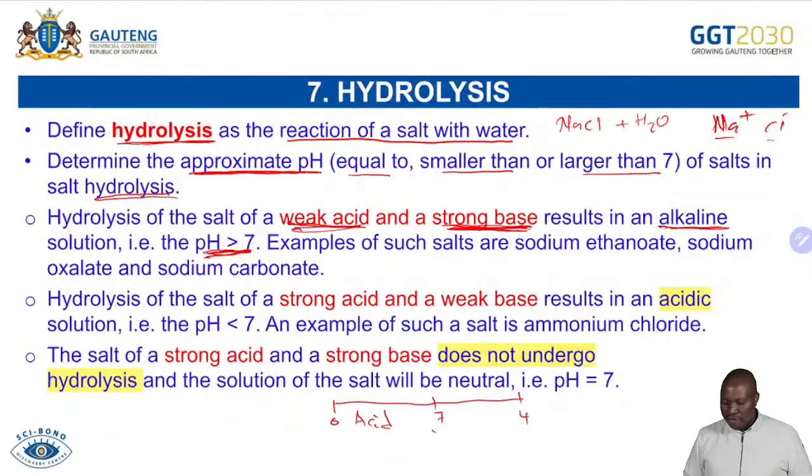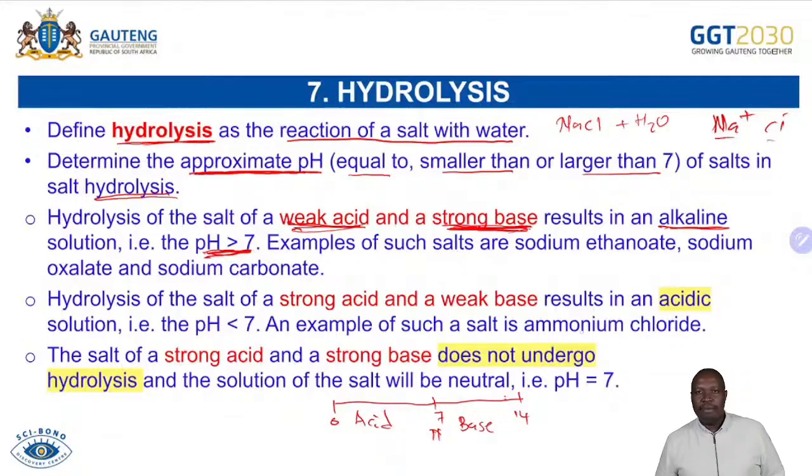At 7, you have neutral. Anything more than 7, you have a base. So you're able to see that if I have a strong base, which is around 14, 13, 12 there, reacting with a weak acid, which is around 7, 6, something there, you'll know that the strong base will always come out as the winner. Hence, if you have a strong base and a weak acid, the solution would be basic, meaning it will be alkaline, it will be more than 7.